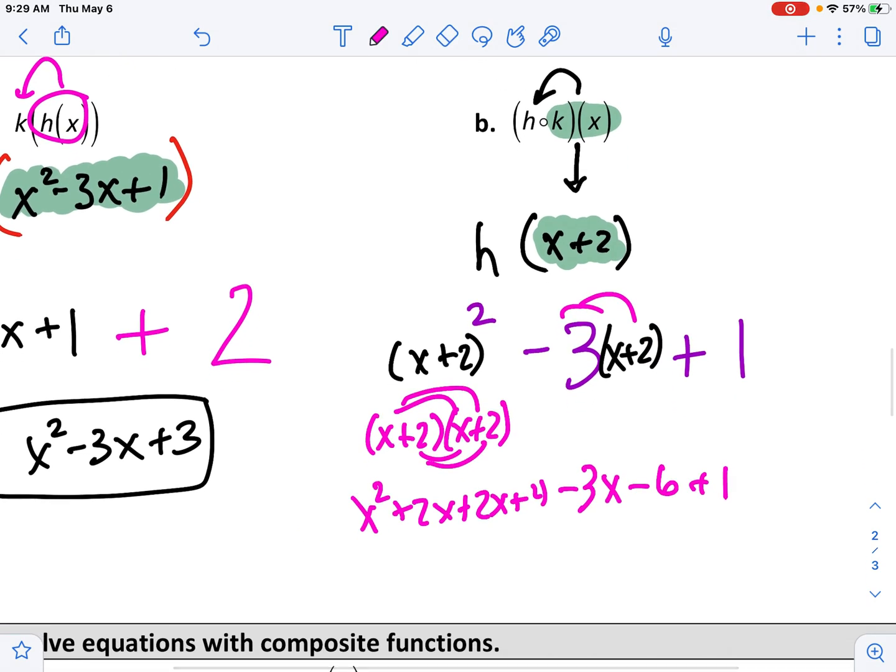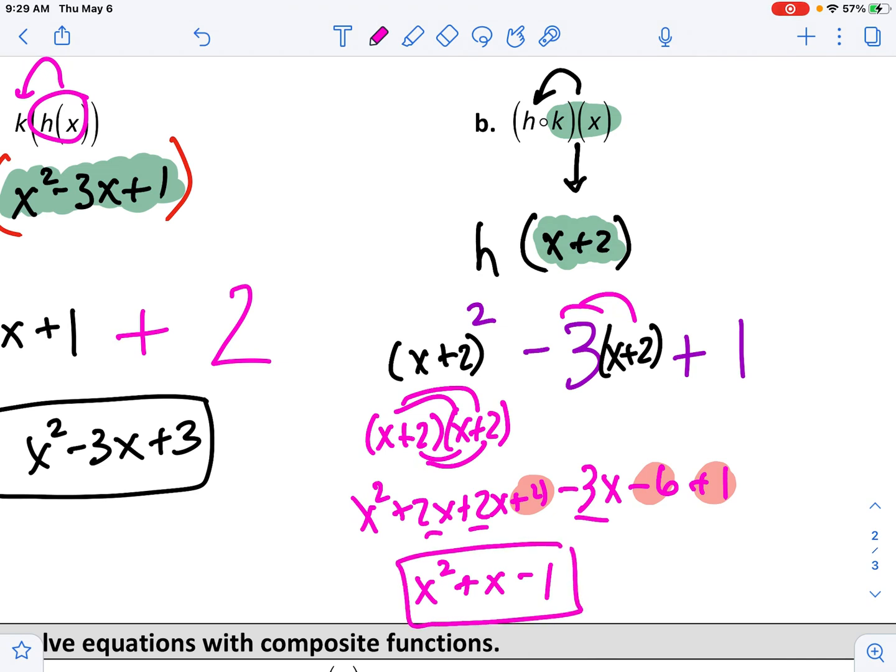Again, combine like terms. There's just an x squared. There's 2x and 2x makes 4. Minus 3 is positive 1x. And there's a plus 4 and a minus 6 and a plus 1. That's negative 2 plus 1 is negative 1. Okay? Again, final answer. Doesn't need to be factored.